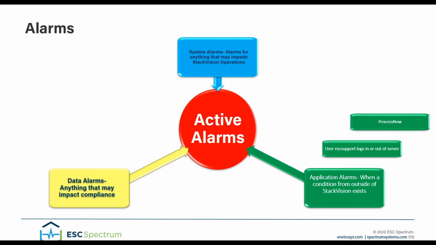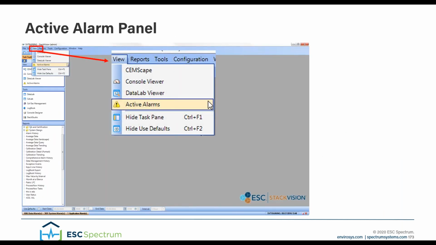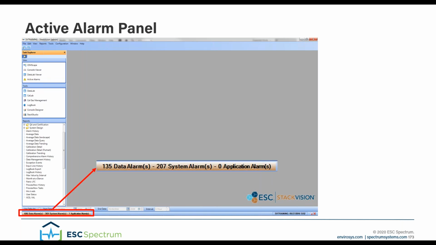Now on your StackVision main screen, you will see a ribbon in the lower left corner that we talked about on Tuesday. That is the total number of alarms that you have in your system. You can access the active alarms by going into View Active Alarms, or you can go under the Task Explorer, Active Alarms, or you can select the ribbon down there in the lower left corner, which has all of your active alarms.